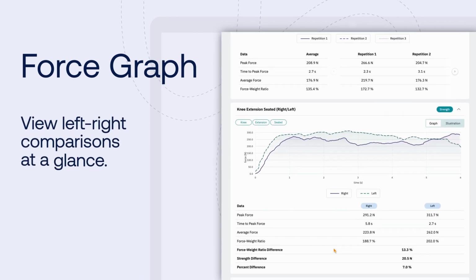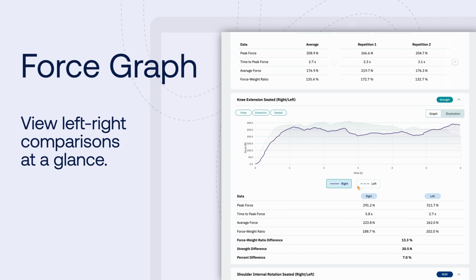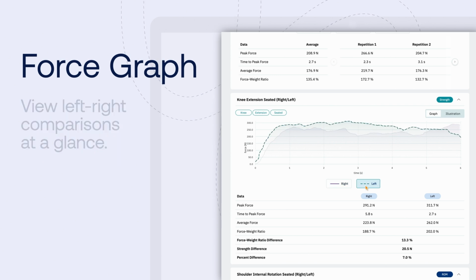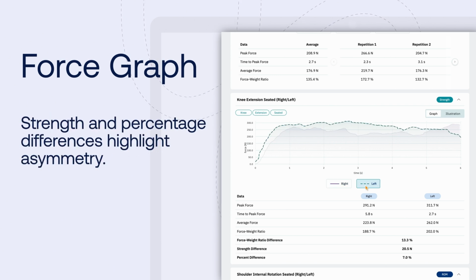You can also view left and right comparisons side by side. The system automatically calculates strength difference and percentage difference to highlight asymmetry.